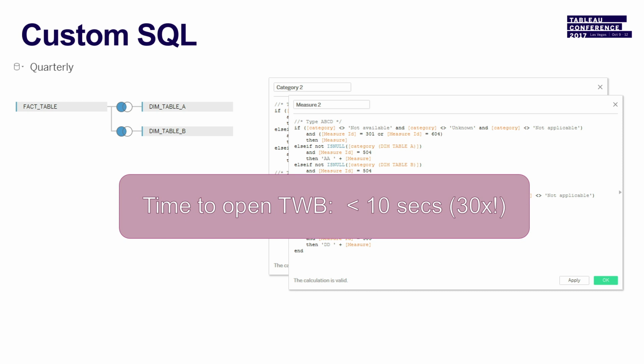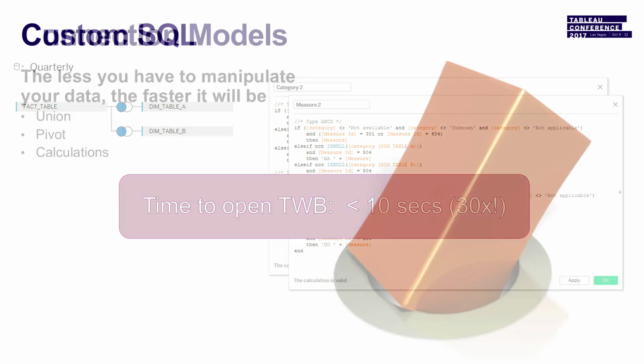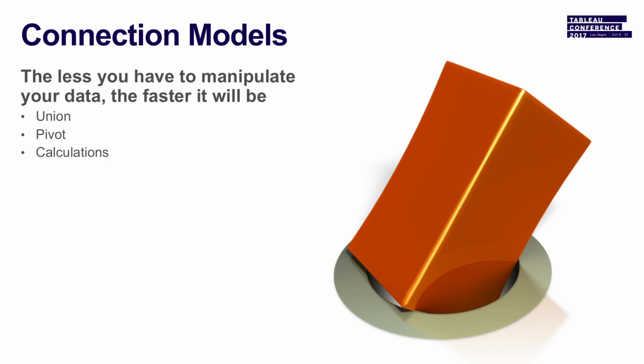Now, normally we would just say use an extract. They had big data volumes, they were changing frequently, and they needed a live connection, so reworking it away from a custom SQL statement was the trick. The less you have to manipulate the data, obviously, the faster it's going to be. If you're doing unions, pivots, or running calculations, these things take more computational effort than just reading a native field. So make sure that the data matches the kind of questions that you're trying to ask.